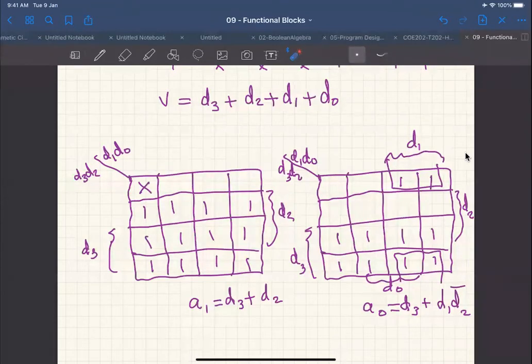Guys. Do you get it, guys? Any question here?